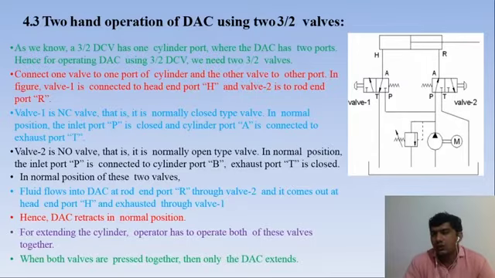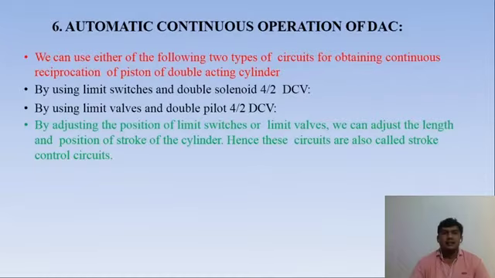Next is automatic continuous operation of a double acting cylinder. First of all, we study what the requirement of automatic continuous operation is. We also saw during our industrial visit that there are many applications in industry that require continuous operation. The current time in industry is the automation time: automatic operation, systems that work automatically, automatic packing, automatic filling, automatic industrial cranes or transportation. So these are the requirements of automation in industry.